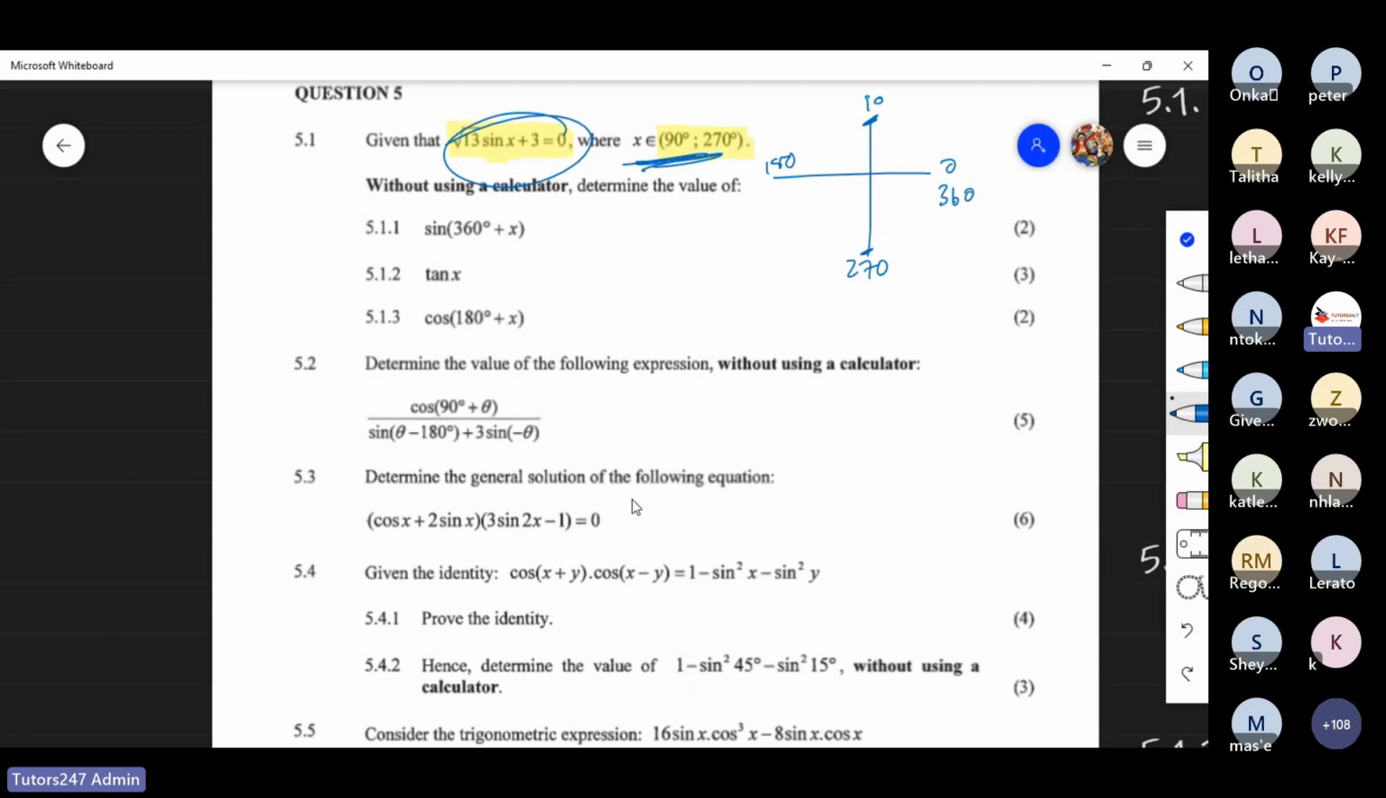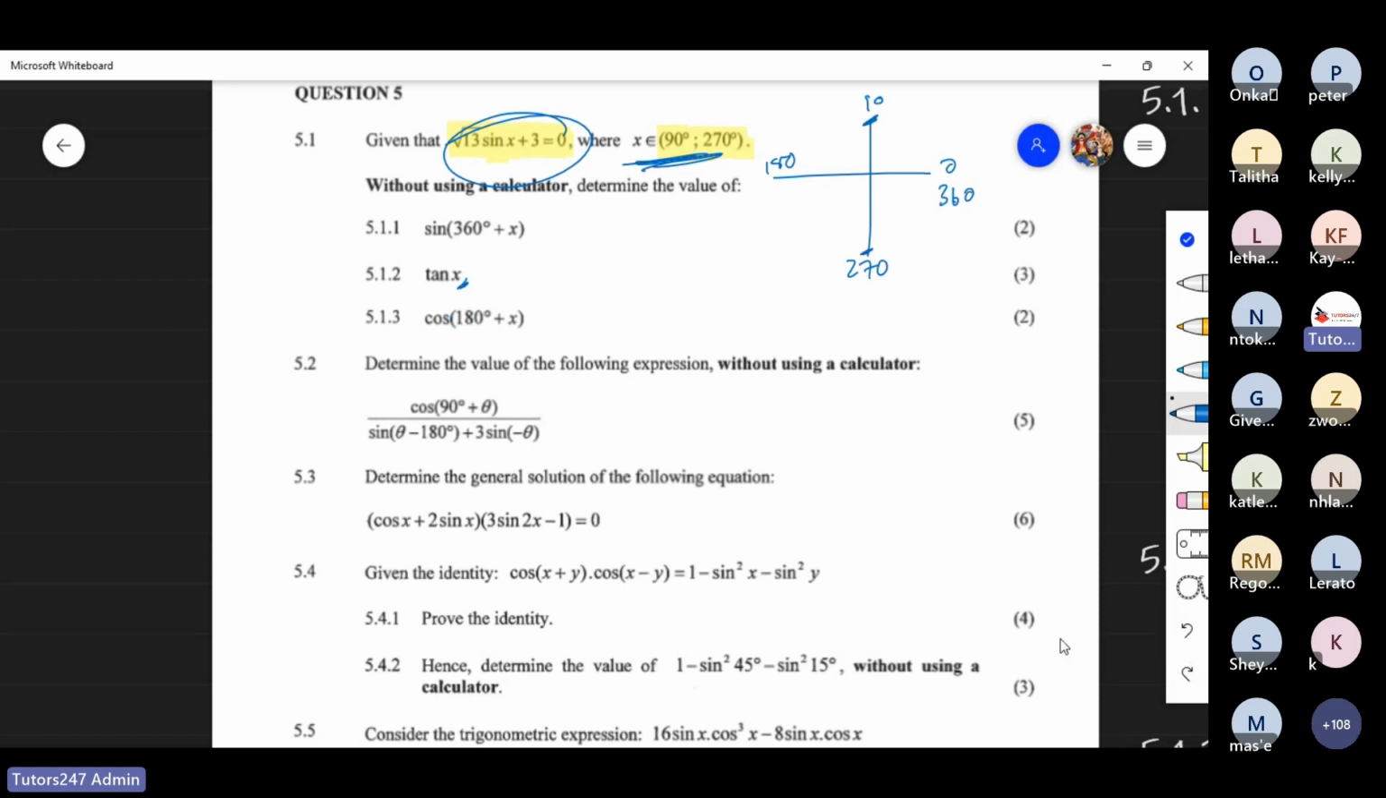Okay, so next we have, without using a calculator, determine the value of sine of 360 plus x. So remember the first reduction formula I gave you, and I told you it's not frequently asked. Well, here it is. It's being asked right now. Then next we have tan x. So this would be slightly easier. Then next we have 180 plus x.